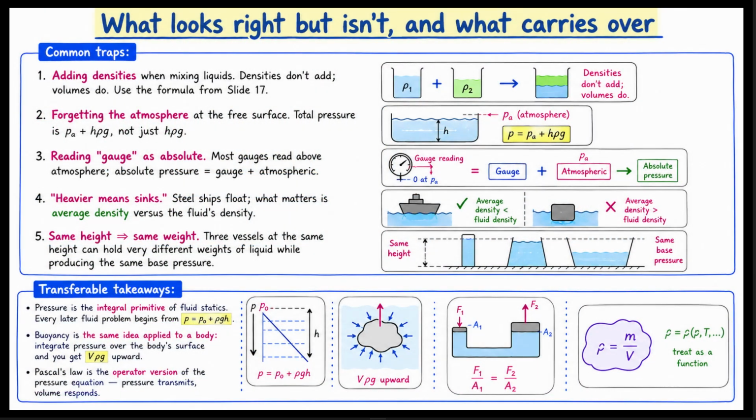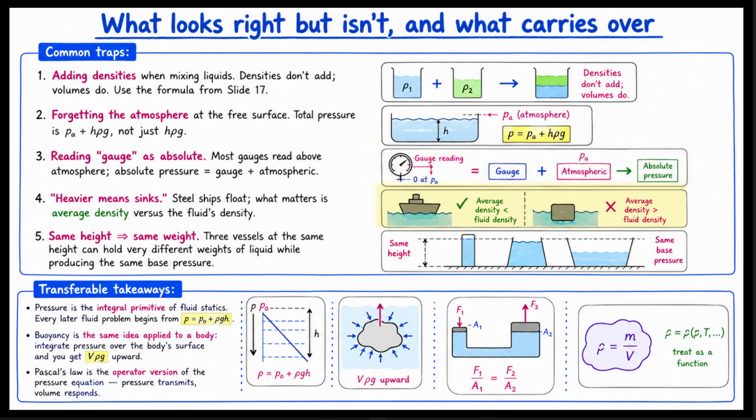Common traps and transferable takeaways. 5 traps catch students again and again. First, when you mix liquids, do not add their densities. Volumes add, not densities, so use the mixture formula. Second, do not forget the atmosphere. Total pressure is P sub A plus h rho g, not just h rho g. Third, do not treat gauge as absolute. Most gauges read above atmosphere, so absolute pressure equals gauge plus atmospheric.